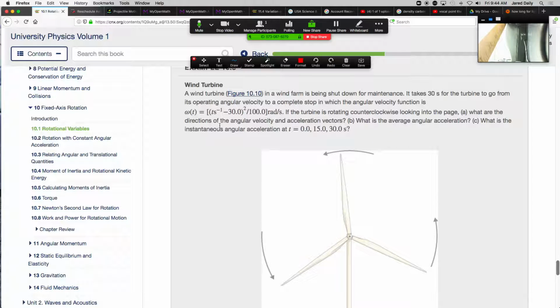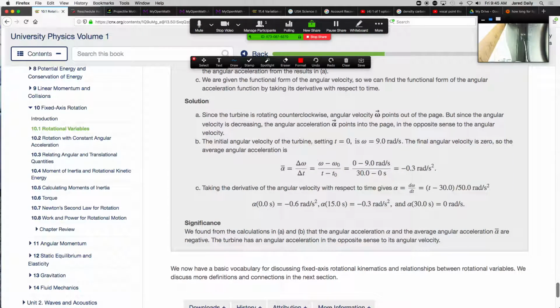But then they want to know what is the instantaneous angular acceleration at time equals 0, time equals 15, and time equals 30. Well, we don't have the acceleration function, but we do have the angular velocity function. So we can take the time derivative of this function to get the angular acceleration function and calculate it at time equals 0 and 15 and 30 by plugging in those numbers. So for part C, you take the time derivative here and plug in these numbers, which is what they do.